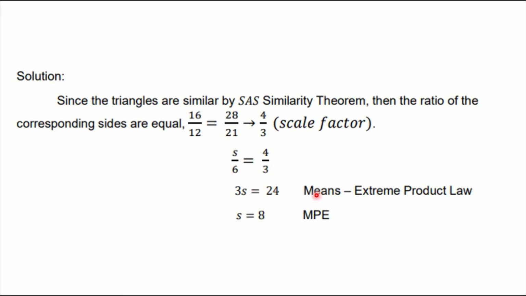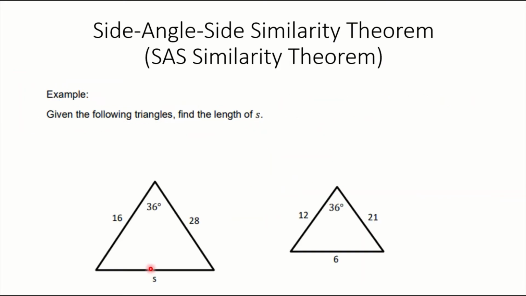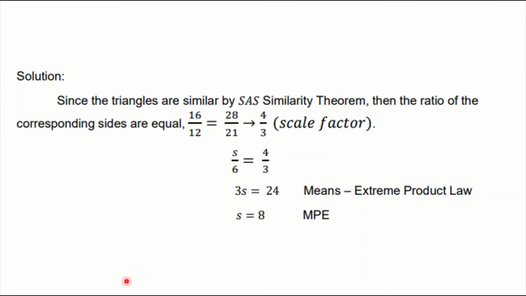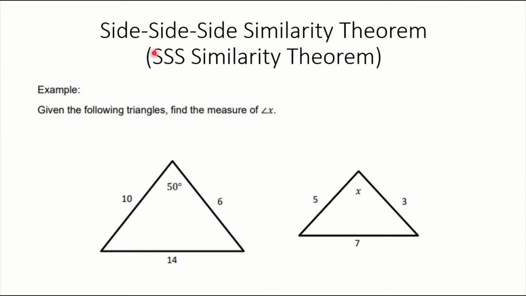So by means of extremes product law, we can obtain 3S is equal to 24. So we have to divide both sides by 3, so the answer will become 8. So the value of S here is 8. Okay? Another method is side-side-side similarity theorem.